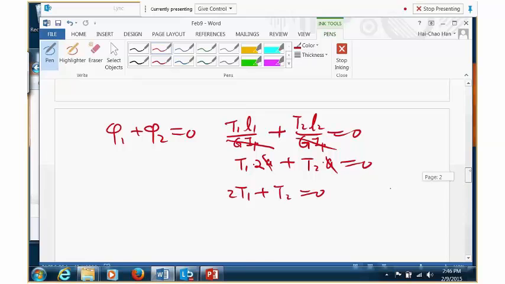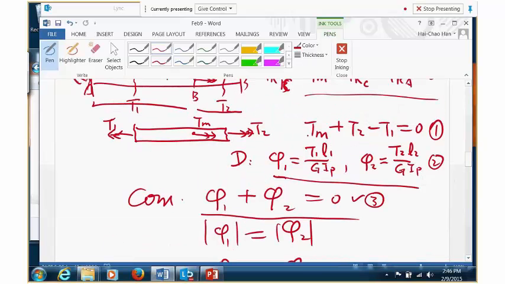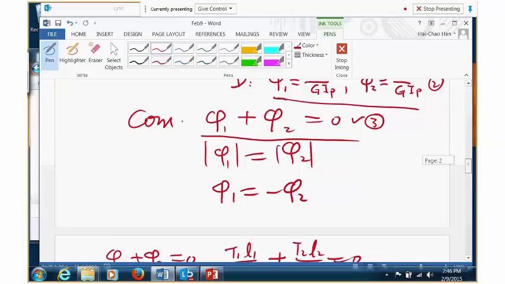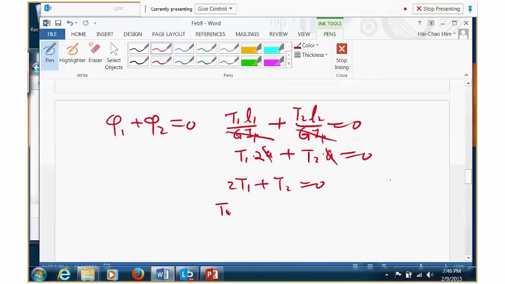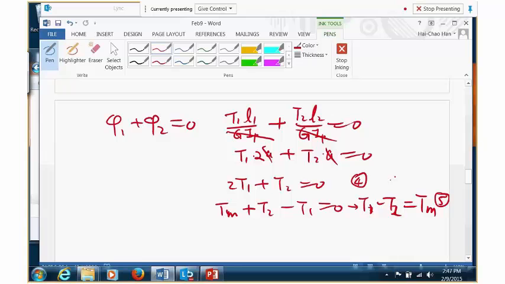Okay, now what else I got? See here, this part. Let's copy that. So I have Tm, plus T2 minus T1 equals 0. In other words, T1 minus T2 equals Tm. And that's known, right? So this will be equation 4, equation 5. If I combine 4 and 5, can I find T1, T2? Yes. Okay, immediately I can find T1.